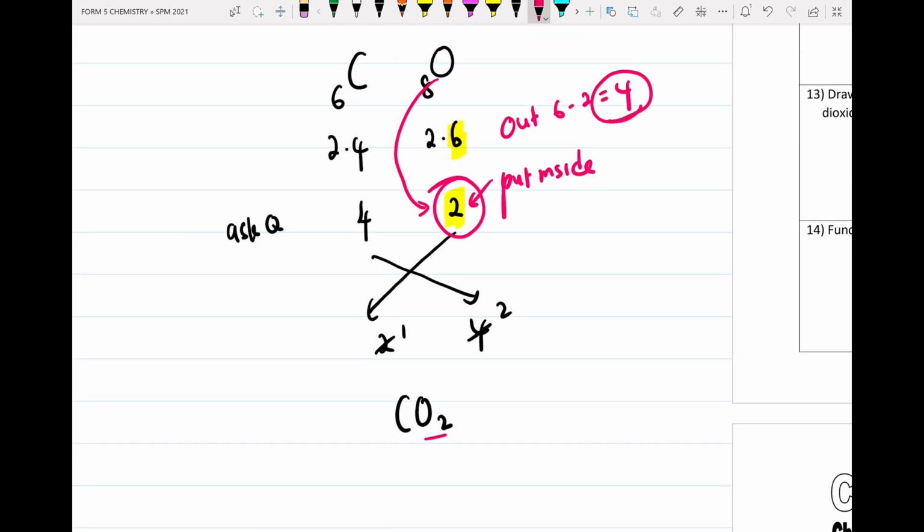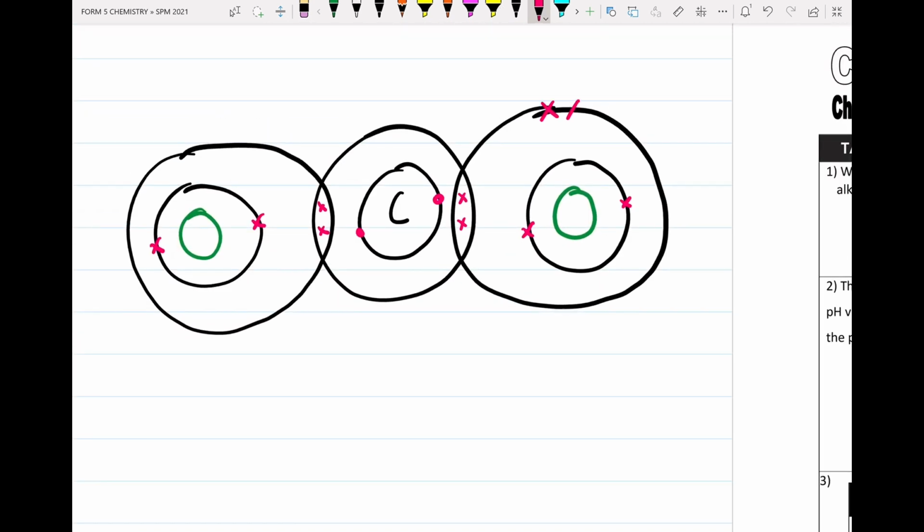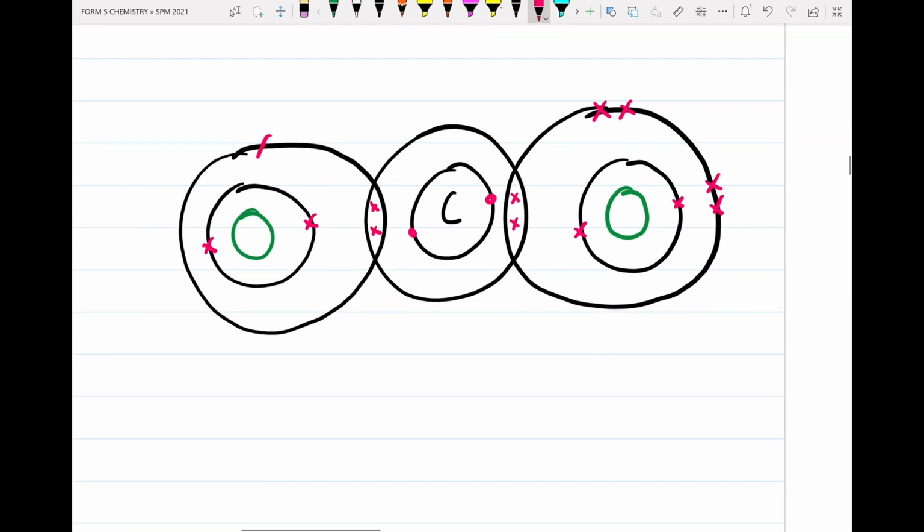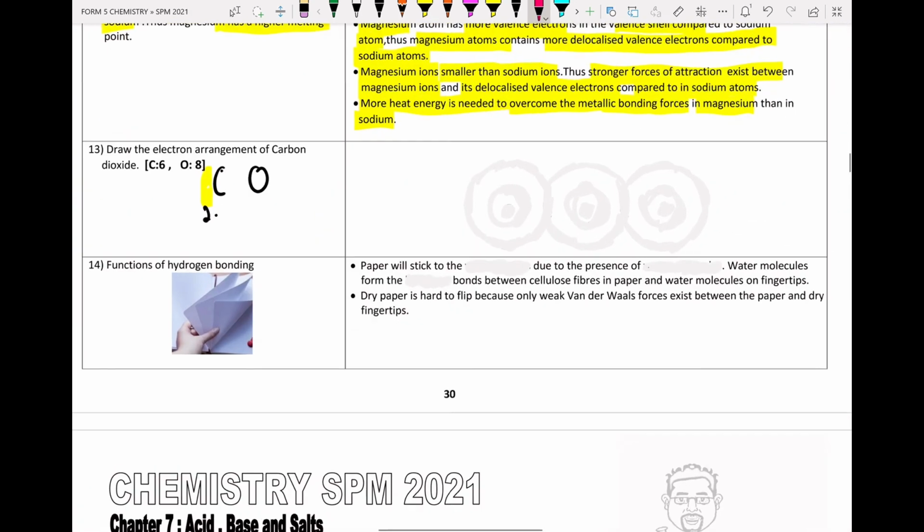We put 4 outside. 1, 2, 3, 4. When oxide contributes 2 electrons for sharing, carbon should give 2 also. So carbon will give 2, 1 and 2. Here also the same, 1 and 2. This is the formation of the carbon dioxide molecule. So I already drew it here.